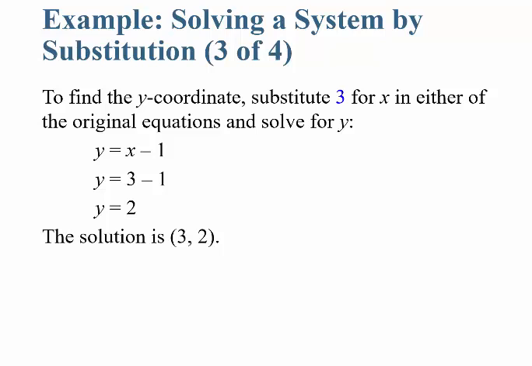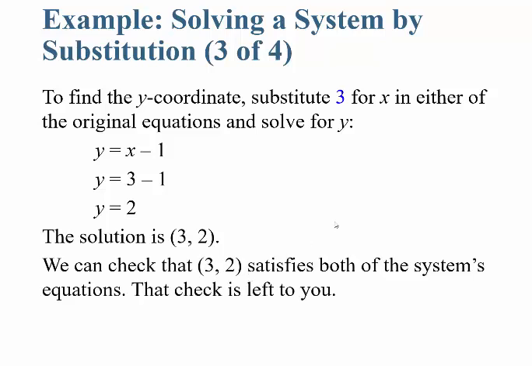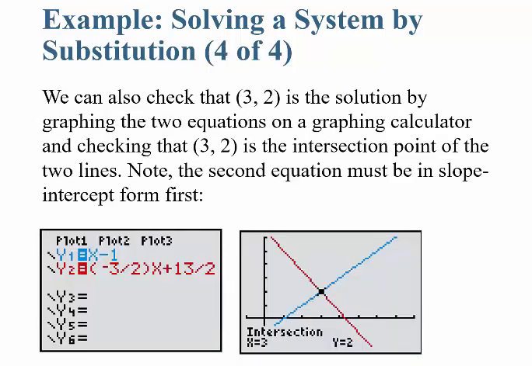Perfect. Piece of cake. You can check this. That satisfies both equations in the system. The check is left to you. You can also check it with your graphing calculator like I showed you in the previous lecture, just plugging the two equations into your graphing calculator and then using the intersect option, and you'll see that the solution is indeed 3 comma 2. To be honest, the calculator is often the easiest way to solve a system if you can very easily put it into slope-intercept form.